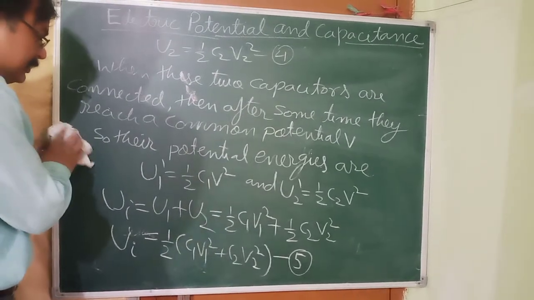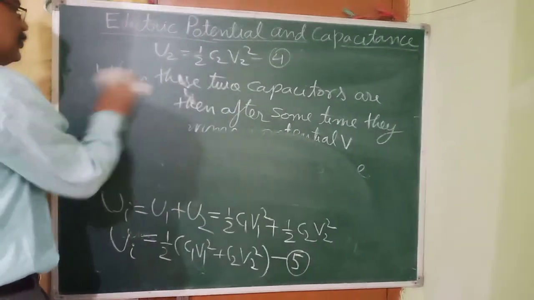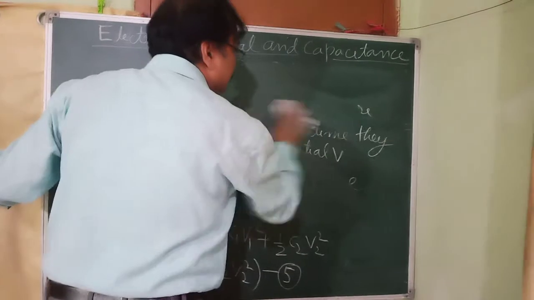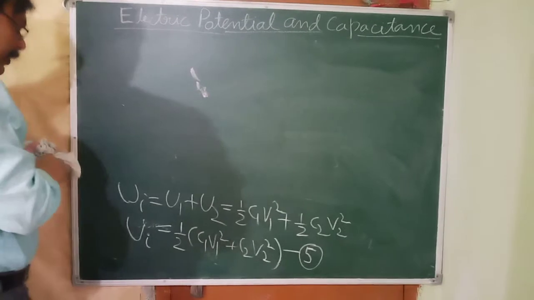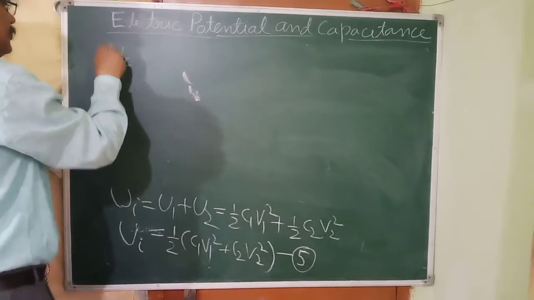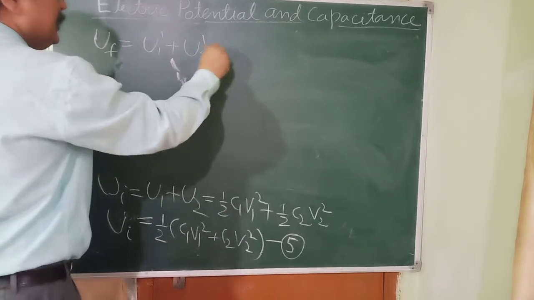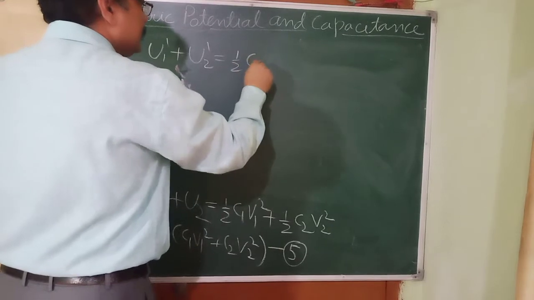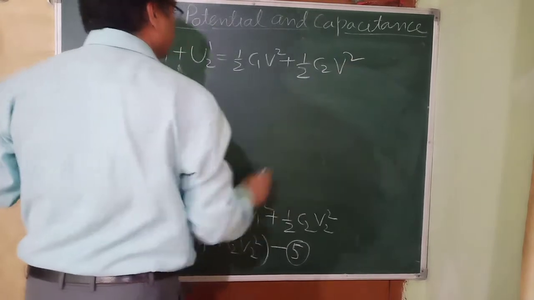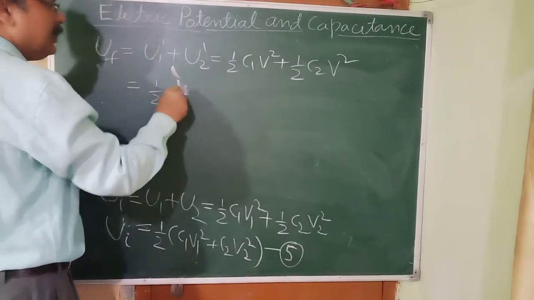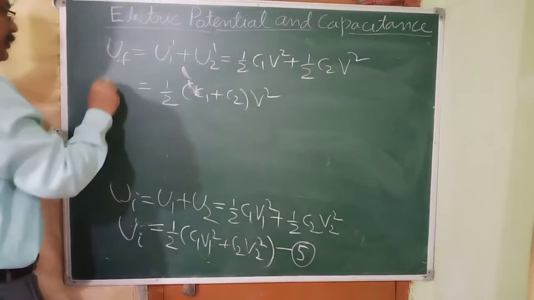So for final energy, we have to add U1 dash and U2 dash. Final potential energy, we can write UF, the total final potential energy, is U1 dash plus U2 dash. And what is U1 dash? It is half C1 V square. What is U2 dash? It is half C2 V square. Again we can take half common, and V also common. So C1 plus C2, and V square is there, that is UF.